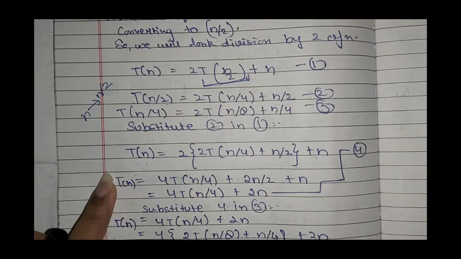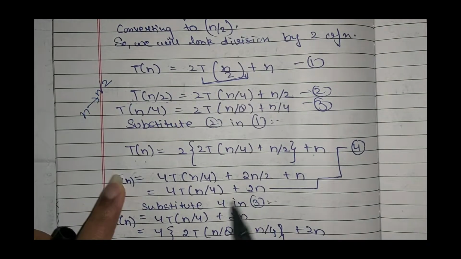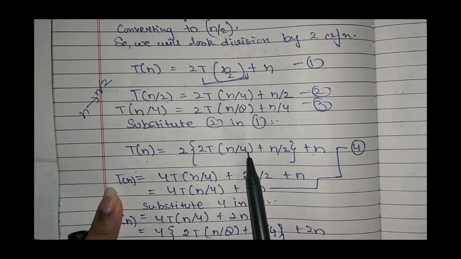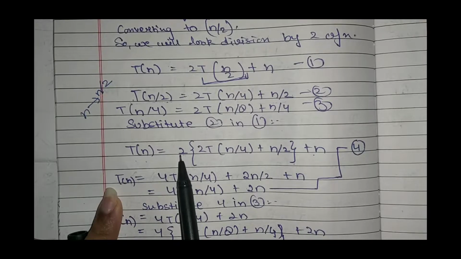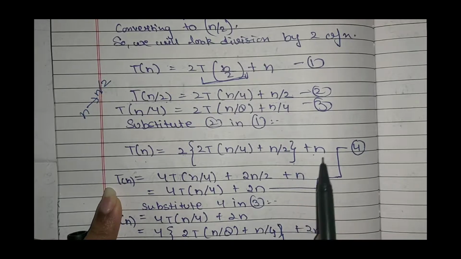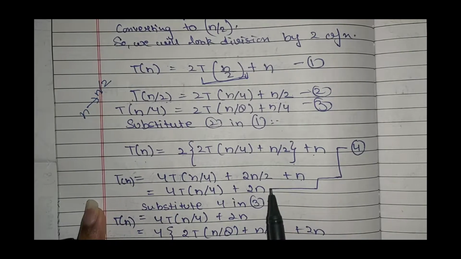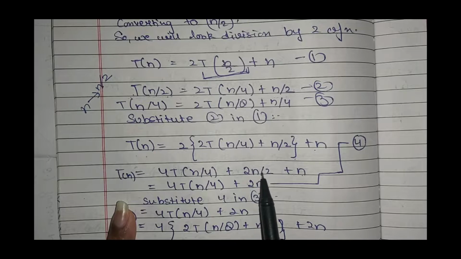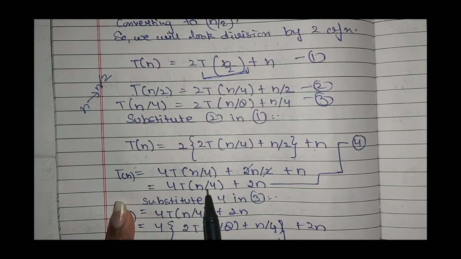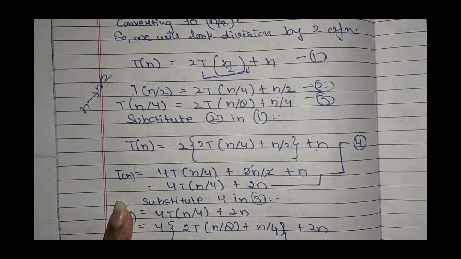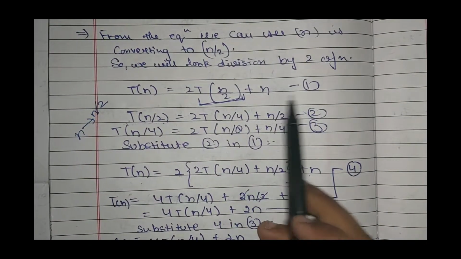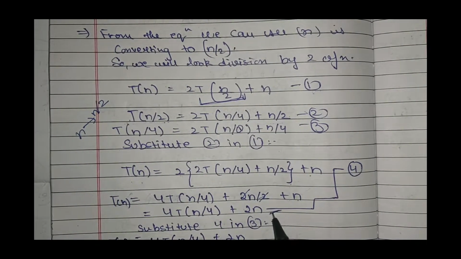Before simplifying it, we'll get T(n) equal to 2 into 2T(n/4) plus n by 2 in brackets. The n by 2 will be multiplied with 2, it will cancel, so there will be only n, and this is n at this place. So we'll simplify it more, we'll get n plus n, it will be 2n. So 4T(n/4) plus 2n. This is the equation that we are getting after substituting.